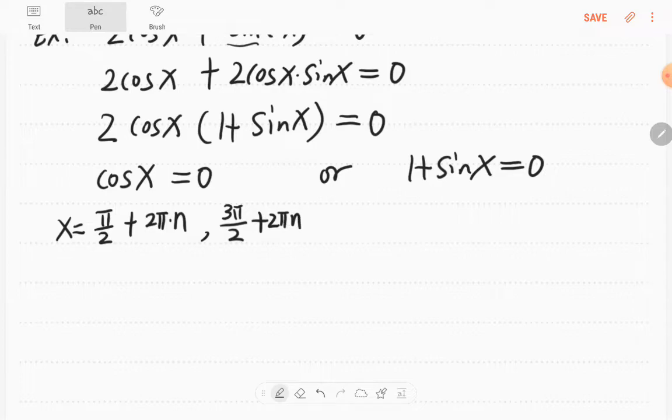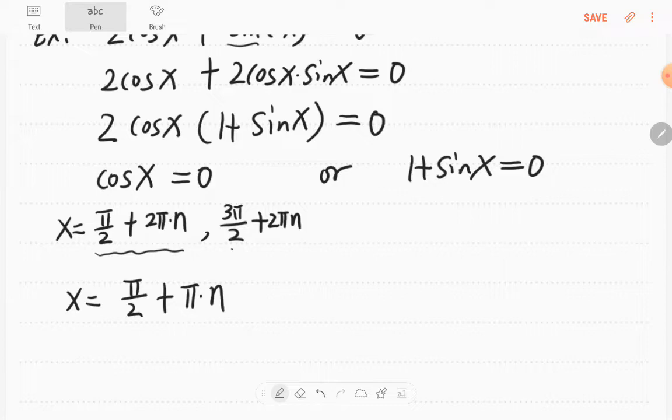But we notice that pi over 2 and 3 pi over 2 are on the same line, the y-axis. So if we add a pi to one angle, you get the other angle. So actually we can combine these two: x could be equal to pi over 2 plus pi times n, right?